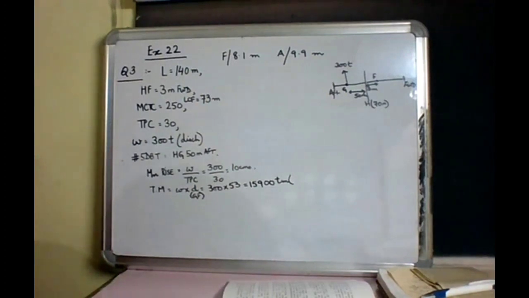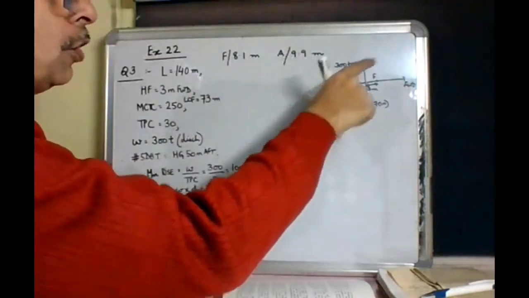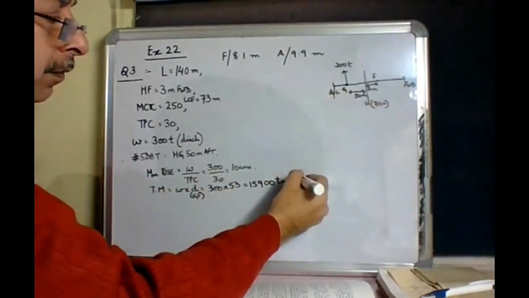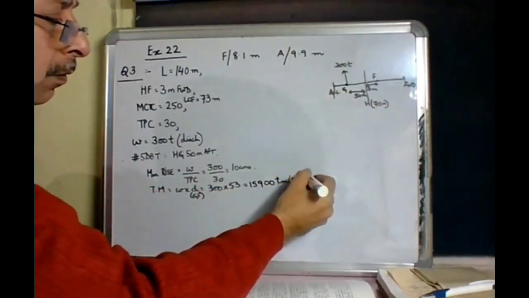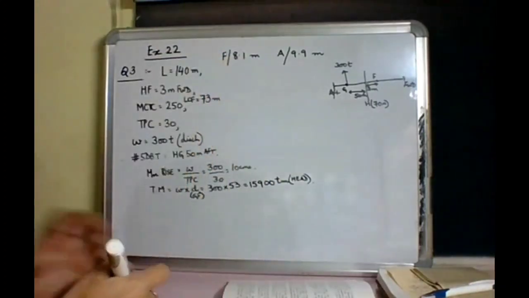This will give... you are discharging from aft. So your bow will go down. So trimming moment will be by head. Is this okay?